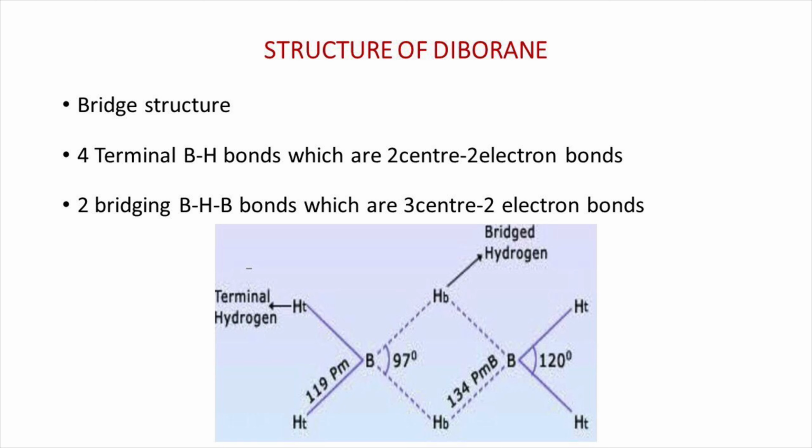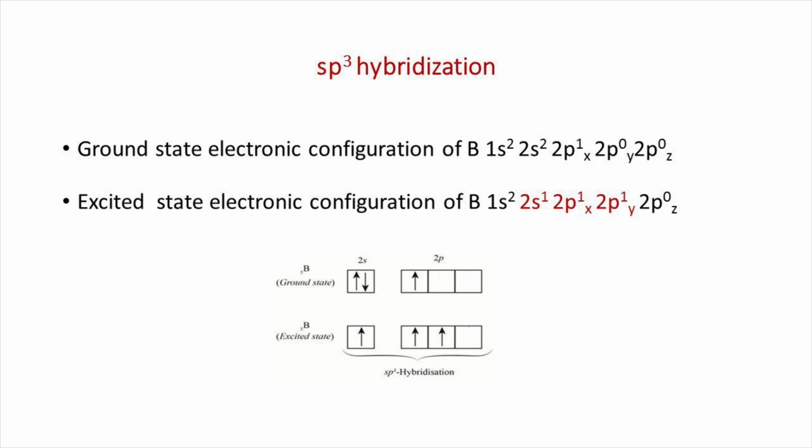The bridging hydrogen atoms are positioned such that one lies above the plane containing the BH2 fragments and the other lies below the plane. The terminal BH bond length is 119 picometers, whereas the bridging BH bond length is 134 picometers. The terminal HBH bond angle is 120 degrees, whereas the bridging HBH bond angle is 97 degrees. In diborane, the boron atom undergoes sp3 hybridization.